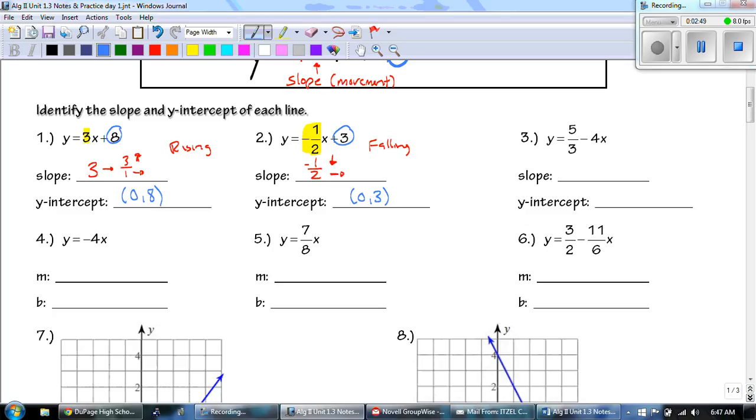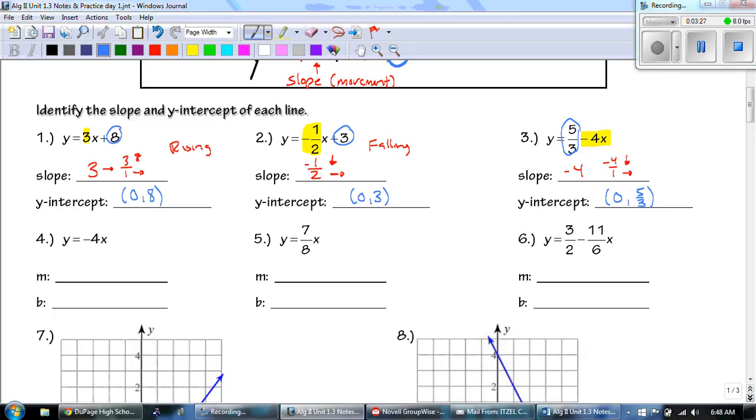Okay, what about number 3? The slope is connected to the x, okay? So that slope is negative 4. If you want it as a fraction, you would say it's negative 4 over 1, which means we're falling 4 and then to the right 1. And it's okay to have a y-intercept as a fraction, okay? It's just (0, 5/3).